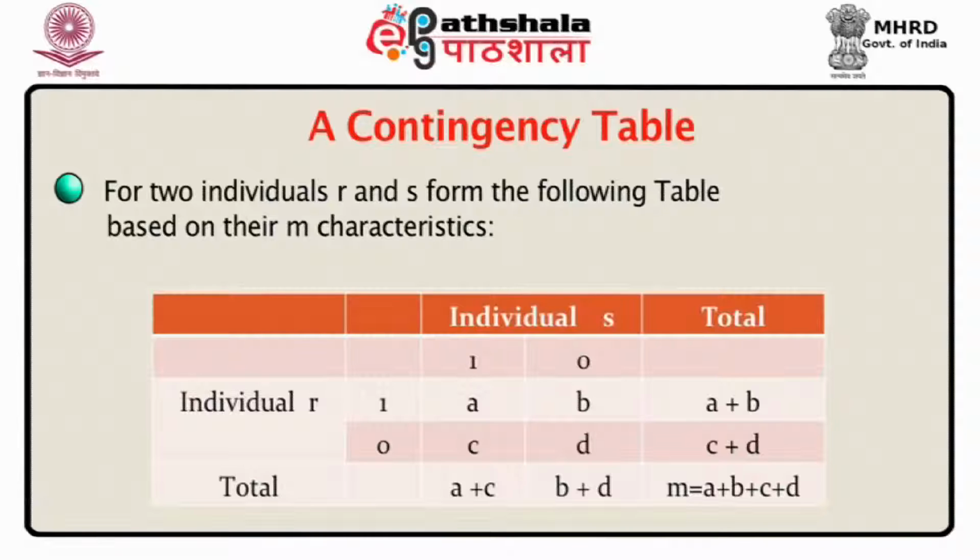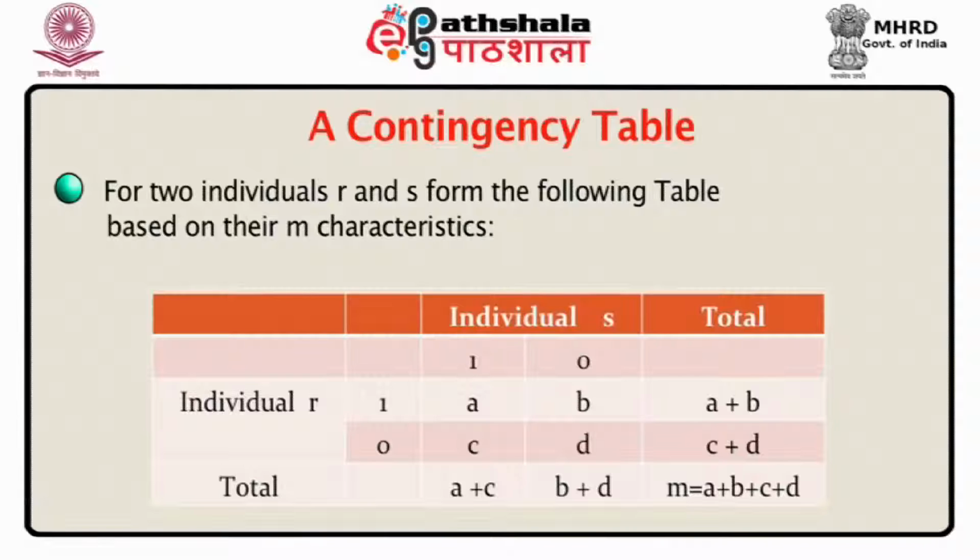So how many characteristics equal to 1 does R have? It is A plus B, and R has 0 for C plus D of the variables. Similarly, for S, we have characteristic 1 in A plus C of the cases and characteristic 0 in B plus D cases.